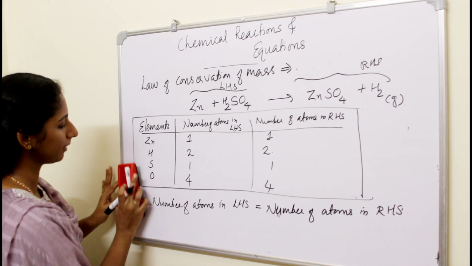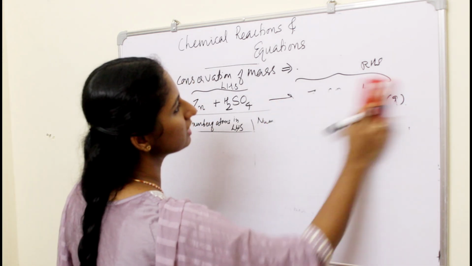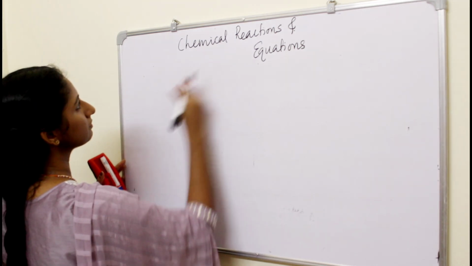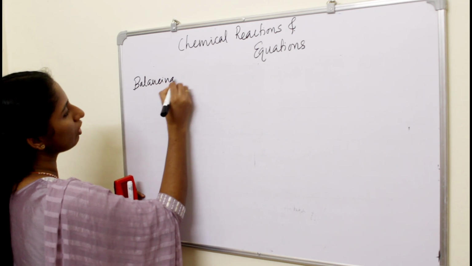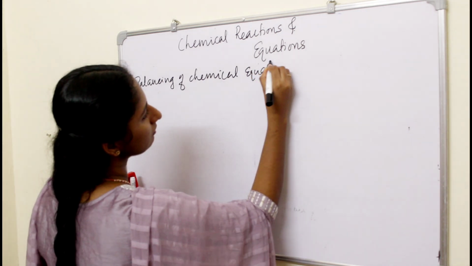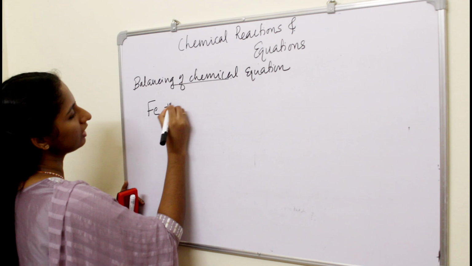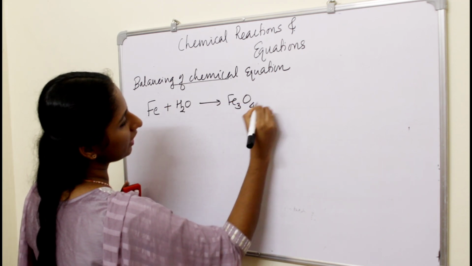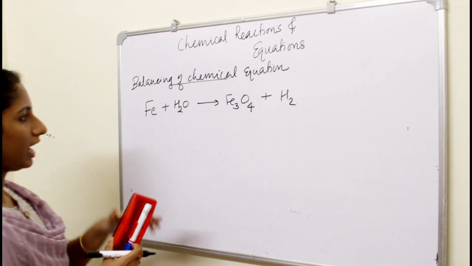Okay, so we can get into the next point, that means balancing of chemical equation. Balancing of chemical equation. So let's take the case of iron. Iron, when reacting with water, we are getting iron oxide and hydrogen. Okay, iron oxide and hydrogen.